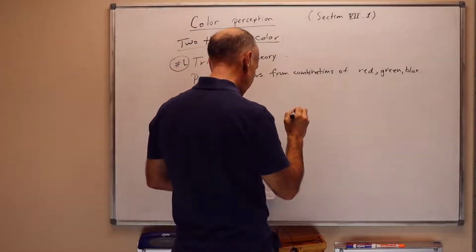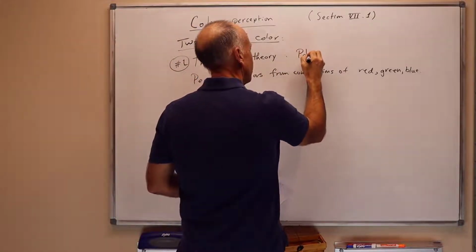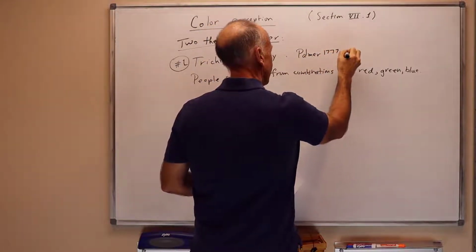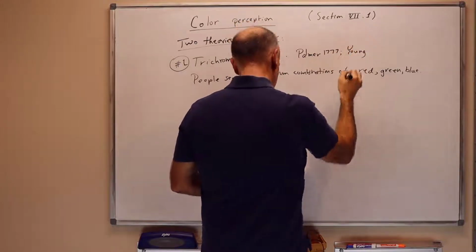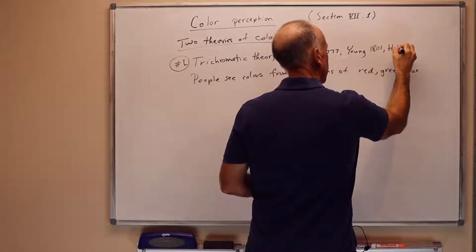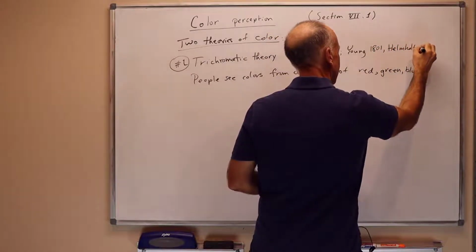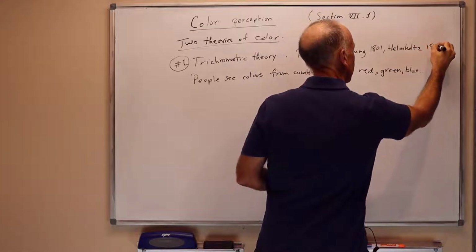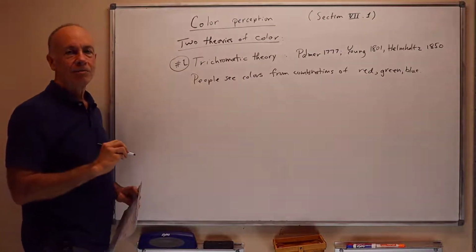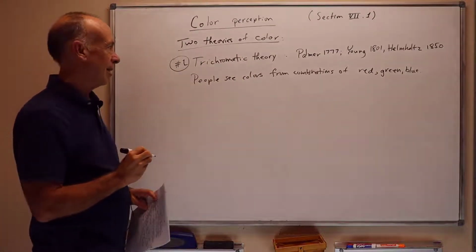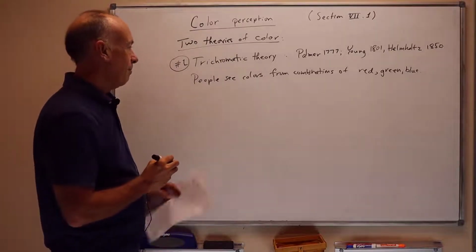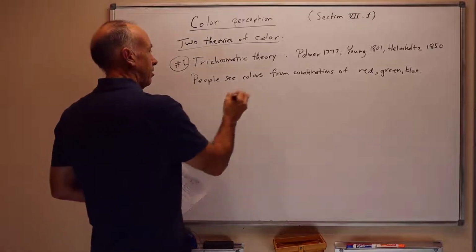Trichromatic theory has a long history. The first approaches to it were due to Palmer in 1777. Young further developed this theory in 1801, and Helmholtz in 1850 developed yet further. Grossman in 1853 gave the first sort of full-fledged mathematical theory behind the trichromatic theory. So it's a long-standing theory, more than 150 years old easily. And people see colors as a combination of red, green, and blue.